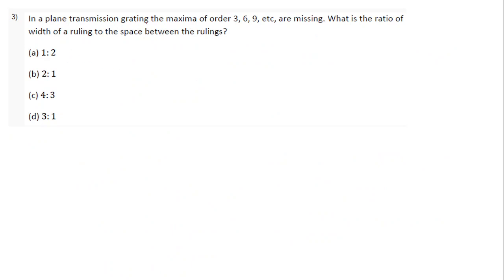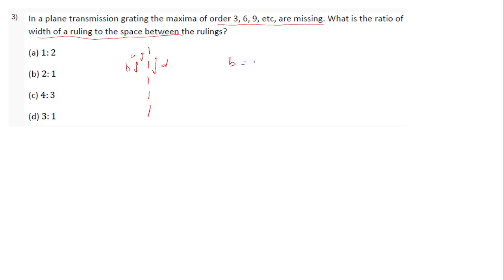In a plane transmission grating, the maxima of order 3, 6, 9, etc. are missing. What is the ratio of the width of a ruling to the space between the rulings? What do we mean by width of ruling to space between the rulings? As I said, we have n number of slits, these openings in the screen. If this ruling is B and A is the gap between these rulings, A is the spacing between these rulings, then A plus B becomes the grating element.